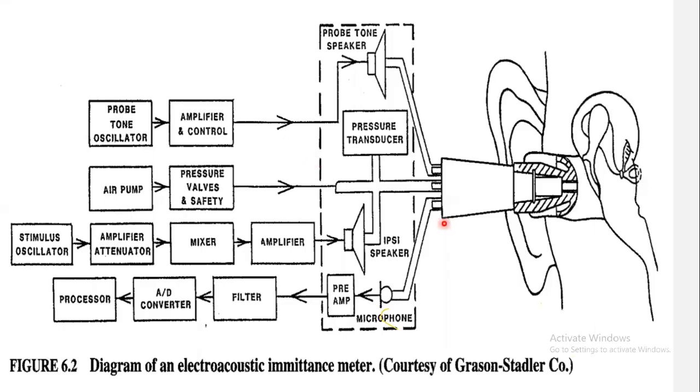First we give the probe tone, which is generated by the oscillator, then the amplifier, and it goes through the probe tip. The second is the air pump or pressure transducer, which gives the various pressures. The third is the ipsilateral speaker: if we want to measure ipsilateral reflexes, we need one more speaker to provide the stimulus for the reflexes. Whatever bounces back from the ear canal, we measure using the microphone, and it is analyzed by the processor.